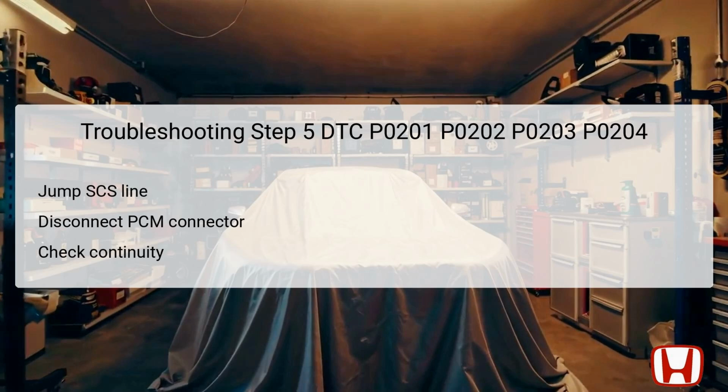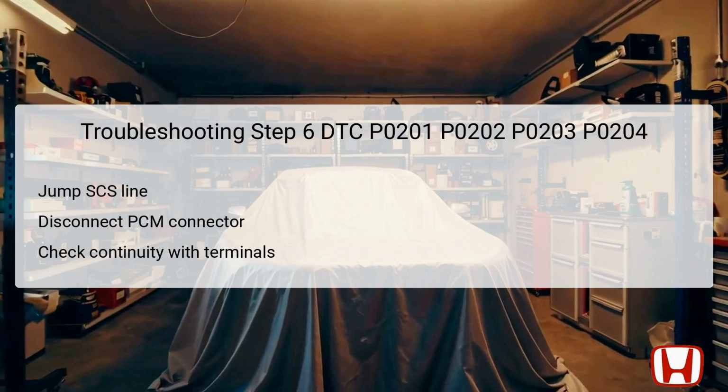If continuity exists, it indicates that a short is present in the injector wiring, requiring repairs to restore function. If continuity does not exist, it implies the wiring is still intact, which allows you to move on to potentially updating the PCM software or substituting a known good PCM as necessary.